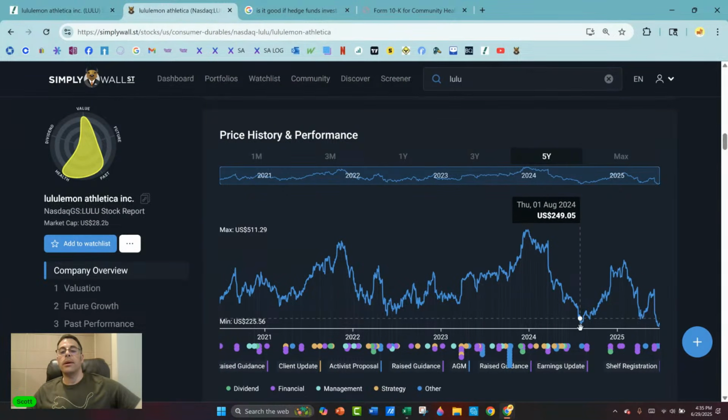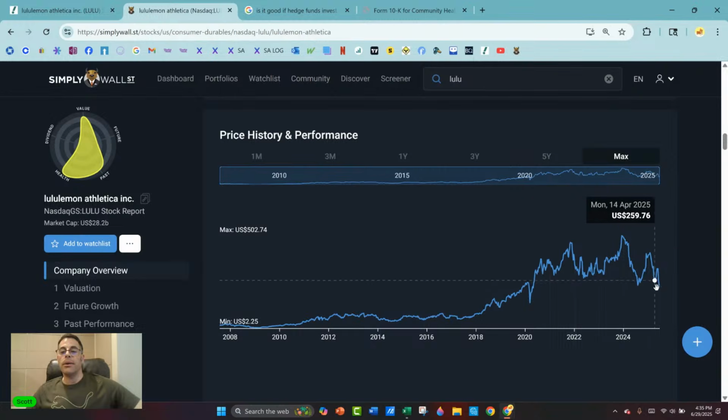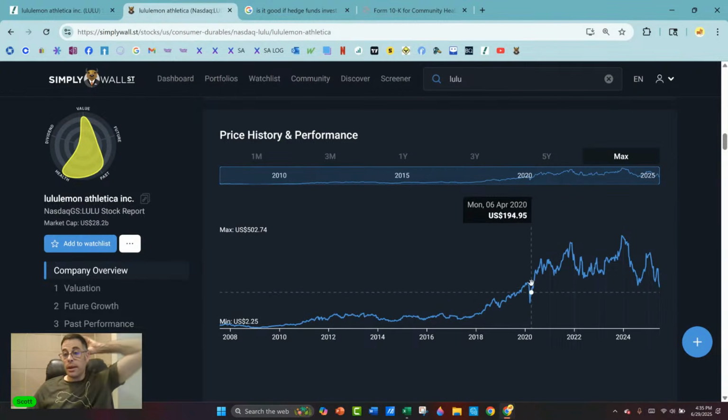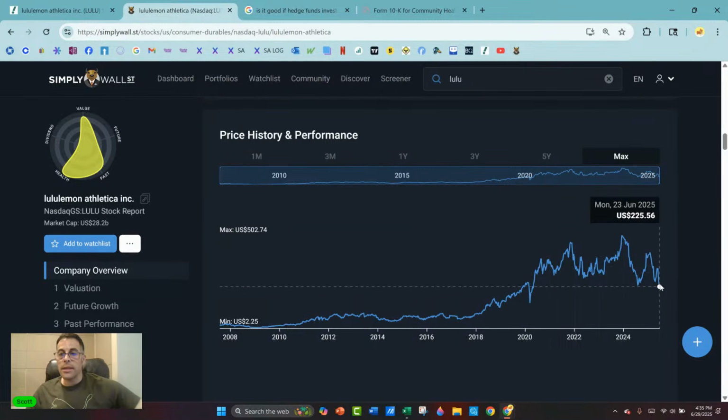It looks like the resistance level is around 240. Once it got to 240, there was a lot of buying. Really volatile stock, and it's come right back down. So this looks like a good point because I don't think it's going to go much lower than it is now. It's trading at its 5-year low. 225.